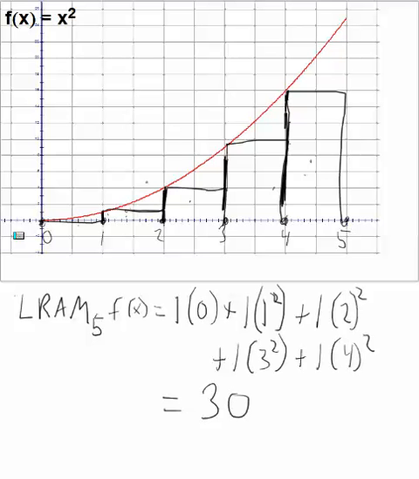So you can quickly see, of course, we're way under the curve, right? There's lots of space completely unaccounted for under the curve. But it's at least a first approximation. And that's the left-hand rectangular approximation method.